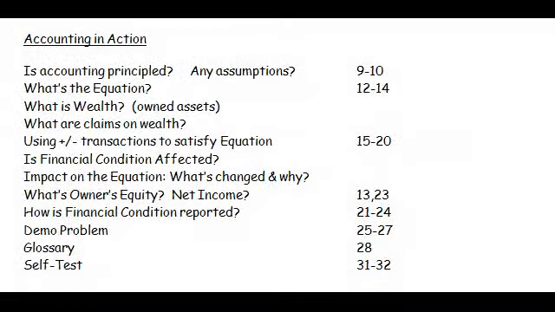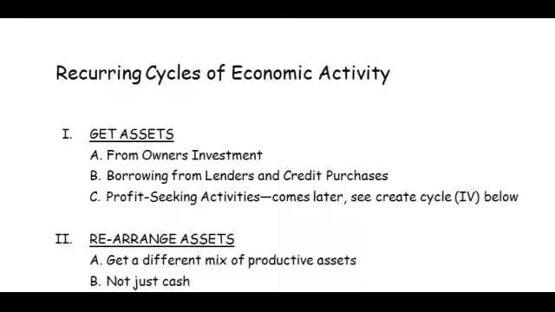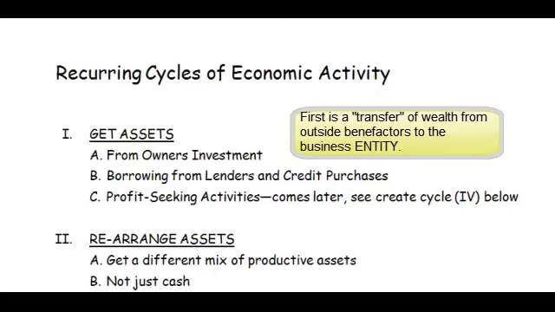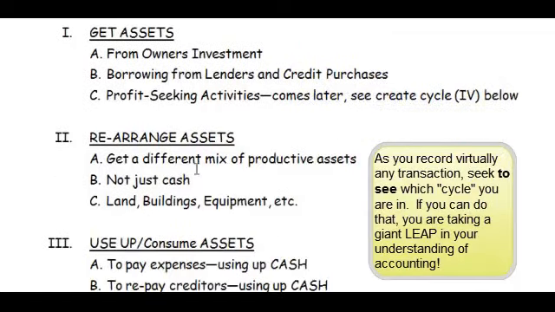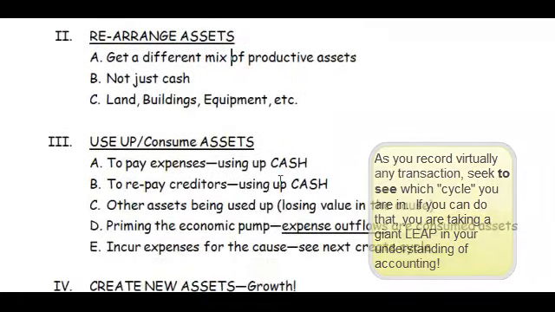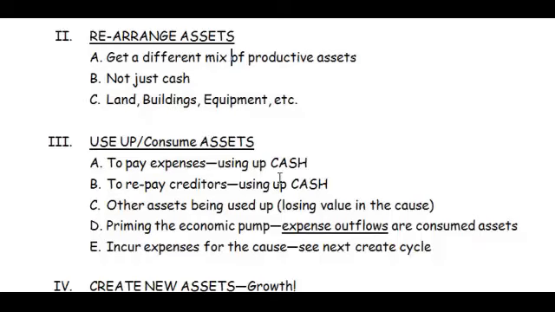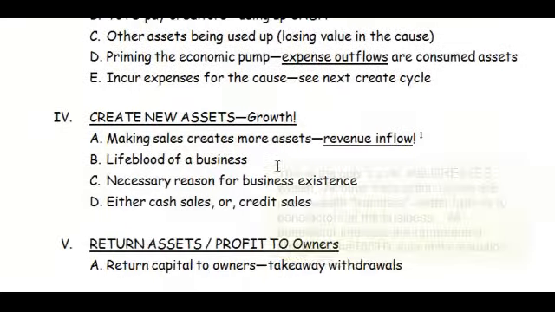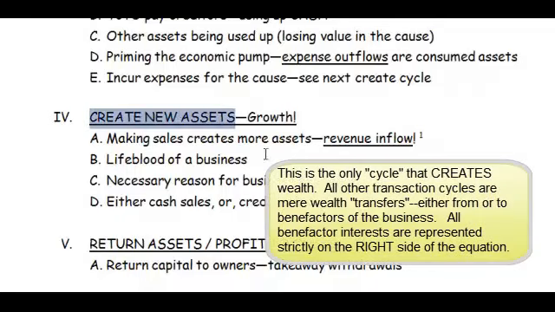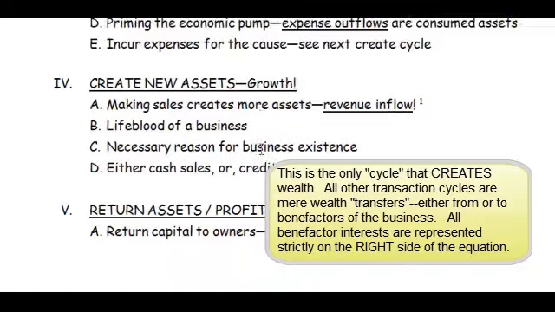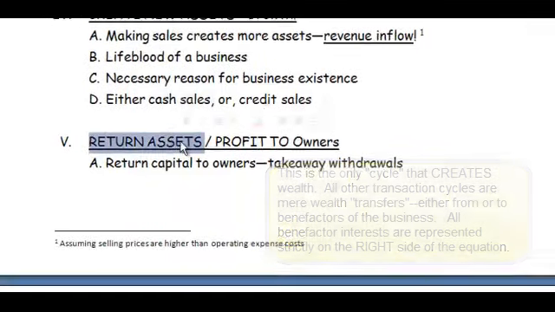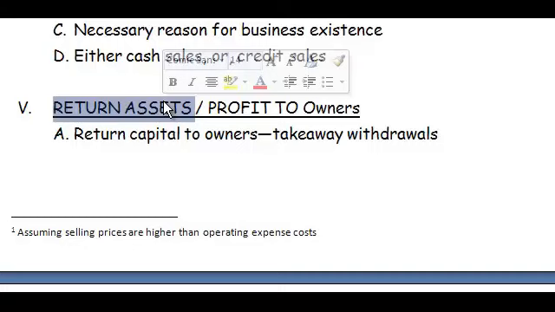I'd like to call to your attention a separate handout in the Momentum Contents area entitled Recurring Cycles of Economic Activity. These 5 defined cycles focus on changes in assets. Cycle 1, getting assets. Cycle 2, rearranging assets, not changing them in total, but simply using cash to, say, buy land, building, or equipment. Third cycle, using or consuming assets. A fourth cycle, very important, creating new assets. This is the lifeblood of businesses, growing assets through making sales. And finally, the fifth cycle, returning assets to owners. These are known as withdrawals.